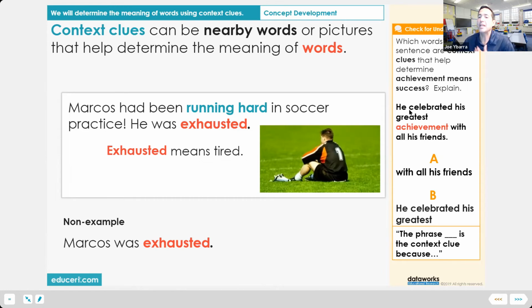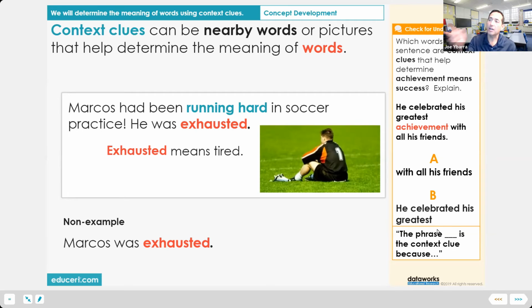Read it with me. 1, 2, 3. He celebrated his greatest achievement with all his friends. Achievement is my unknown word. What would be the context clues? Would it be with all his friends? Are those context clues? Or would it be he celebrated his greatest? On your whiteboards, write either A, if that's the context clues to help determine what achievement means, or is it B? Are those the context clues to help determine what achievement means?